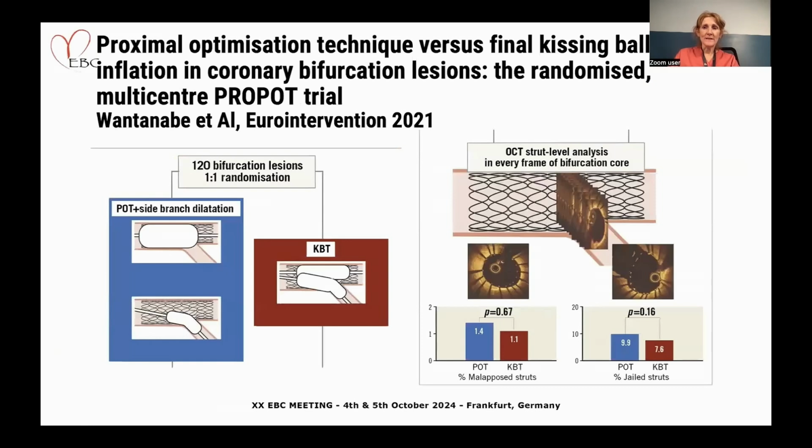In this other OCT study, we see a smaller number of bifurcations, and here they studied the impact of POT with side branch dilatation versus kissing balloon dilatation on strut apposition and the number of jailed struts before the bifurcation branch. Inversely, in this study, we found that kissing balloon technique gave a better OCT appearance in terms of reducing malapposition and jailed struts.